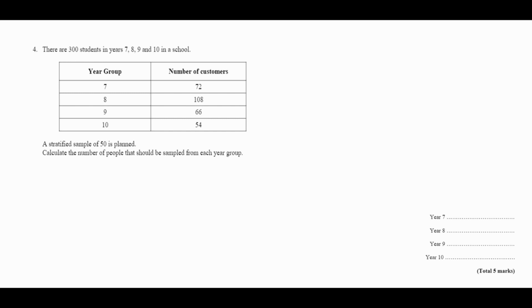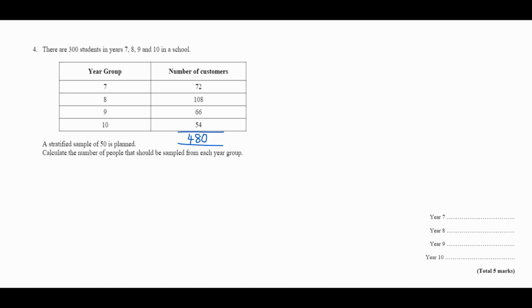Question number 4, there are 300 students in year 7, 8, 9, 10 and everything is given. 50 is the sample size. I'm going to do the calculation one by one. So the total is the first part, 2 plus 8 is 10, 16, 20, 27, 33, 38, 3 plus 1, 4. Again, one more sample, 108, 110, 180, 246, 250.